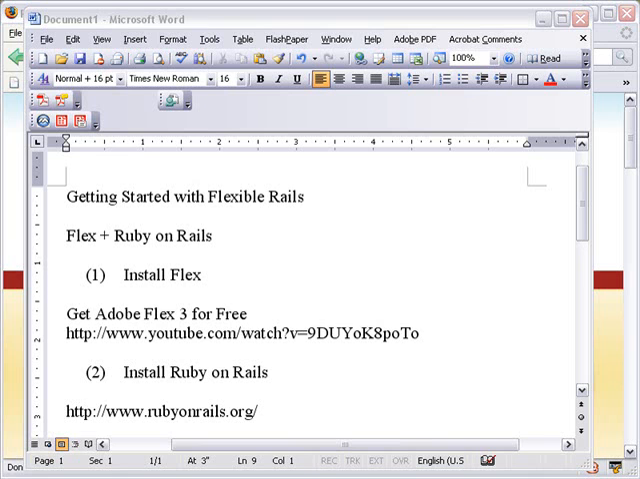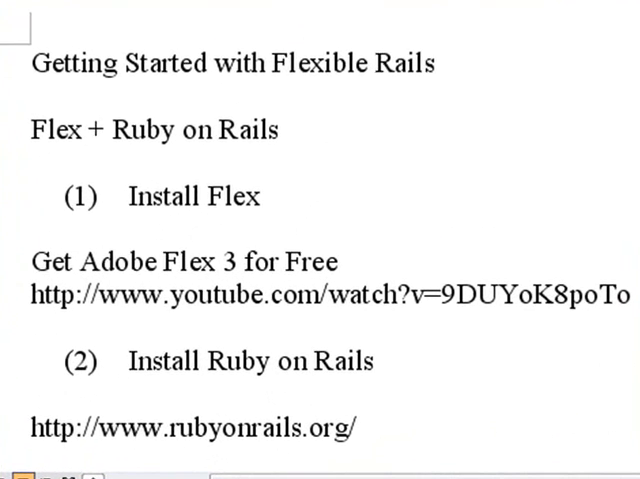Now, what is flexible rails? Well, when you take two great applications like Flex and Ruby on Rails and you put them together, you get a super application, and that's what we're going to call flexible rails. To get started, the first two things you need to do is one, install Flex, and two, install Ruby on Rails. Now, we already have a great tutorial on installing Flex. That's Get Adobe Flex for free. And you can find that on YouTube, and the address is listed here.